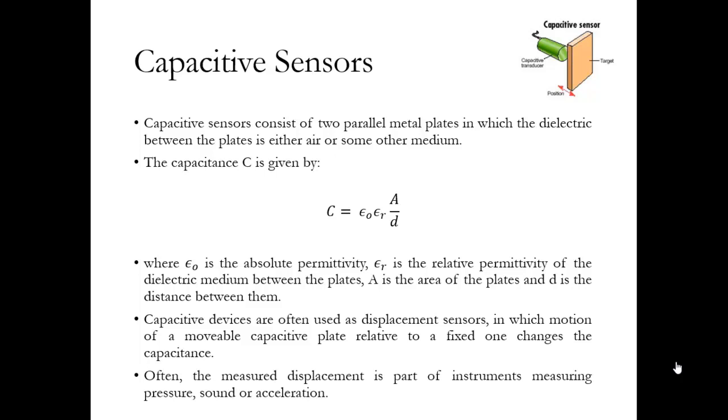Measuring displacement is often part of the instruments measuring pressure, sound, and acceleration. So obviously this displacement measurement can be part of the measurement of pressure. We are trying to measure the pressure using a diaphragm, and as the diaphragm displaces or moves, which could be part of the plates of the capacitor, accordingly the distance between the plates can change, which can be calibrated to the amount of pressure being applied on the diaphragm. Similarly, for sound or acceleration, we can use capacitive sensors.